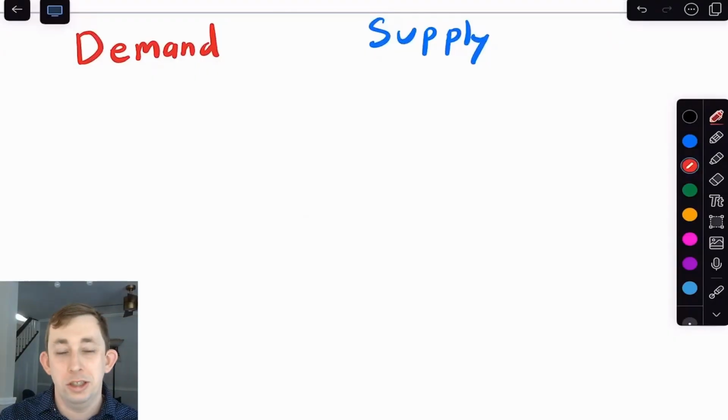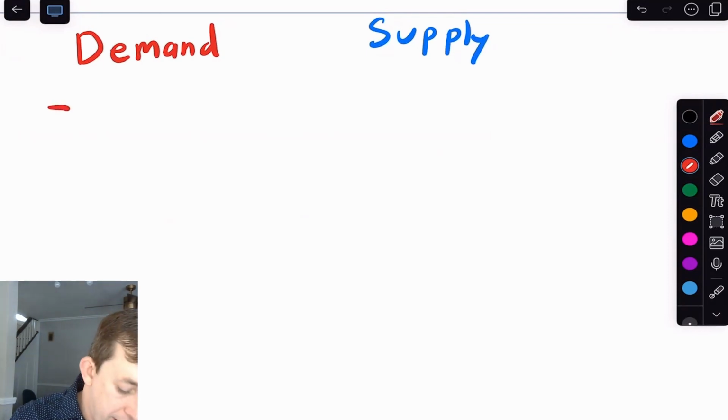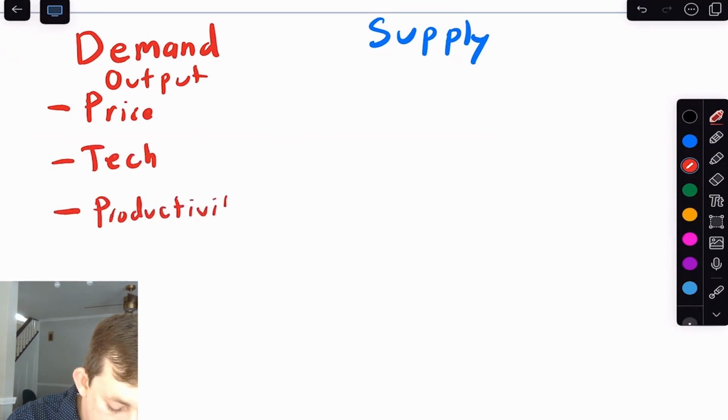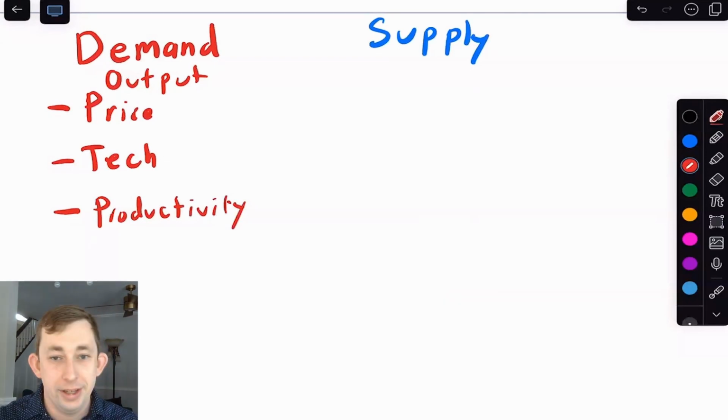So maybe just to rehash, what factors change demand versus supply? If it shifts demand, it's going to be something like the output price. So I'll make sure I call this output price. It could also be technology. It could be productivity. So anything you see on a question or homework that says, oh, productivity goes up, the output price goes up, or technology goes up or down, those are things that shift the demand curve but don't shift the supply curve.